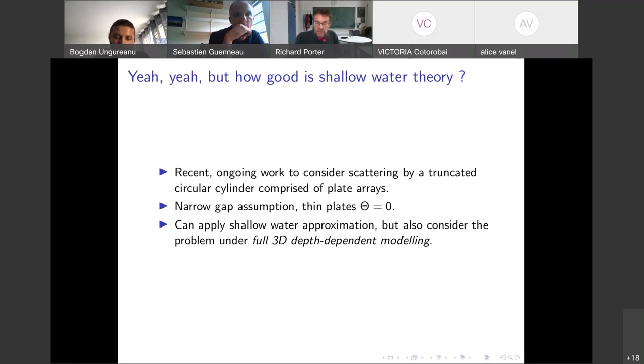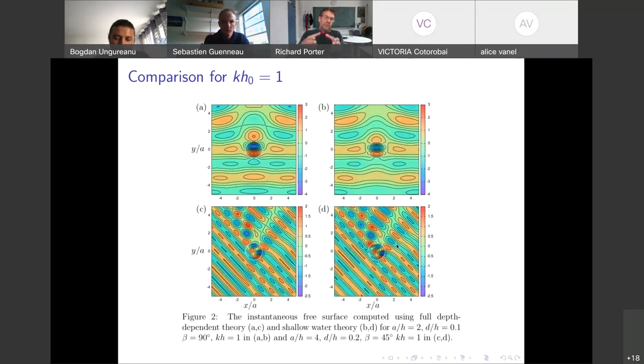The most recent work that I'm working on with Simming again is on looking at full three-dimensional depth-dependent modeling and comparing this with shallow water for truncated cylinders. For those cylinders that I've just shown you that were extending previously through the depth, we've now essentially chopped the top off so it only extends partly through the depth. On the left-hand side of these two diagrams, we've got the full 3D, something that I've kind of avoided talking about, apart from the Porter and Newman stuff. This is the full three-dimensional depth-dependent modeling, and this is the equivalent bathymetric shallow water theory that I talked about before, but now applied to circular cylinders.